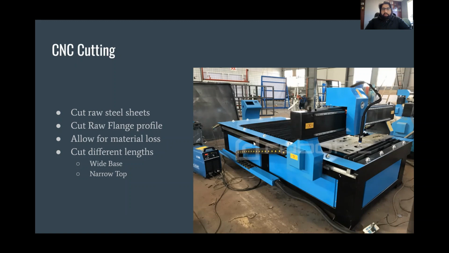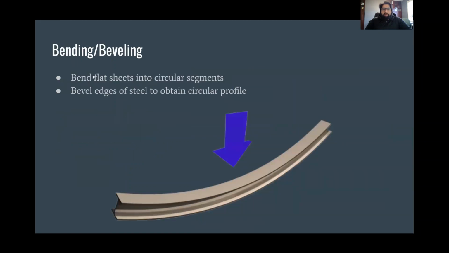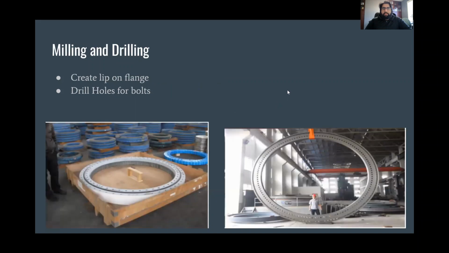For the flanges, it's a circular profile, and then the raw sheets are cut into rectangles, which are then bent into the desired profile. So again, bending and beveling. The flat sheets are bent into a circular profile, which creates the cylindrical segments of the tower. Milling and drilling is mostly applied on the flange.